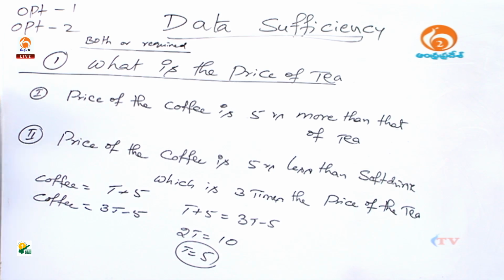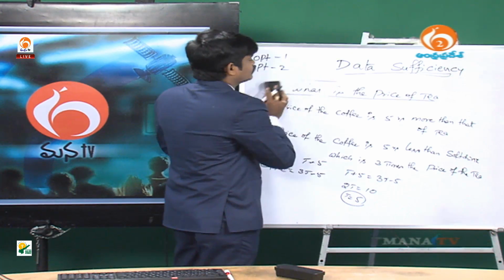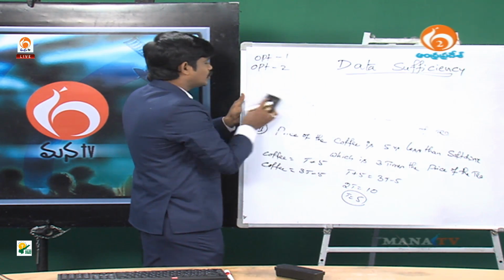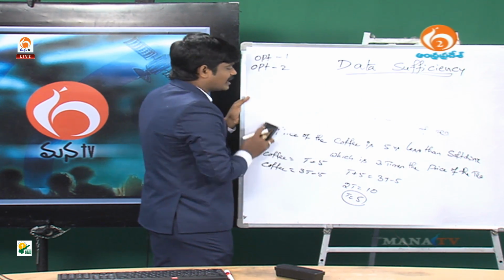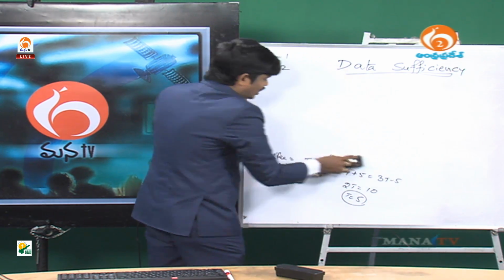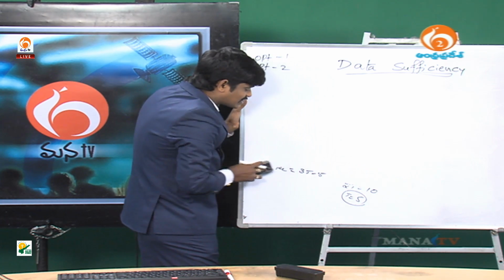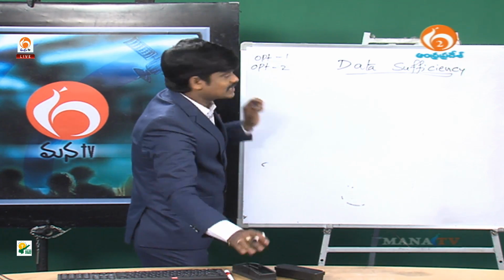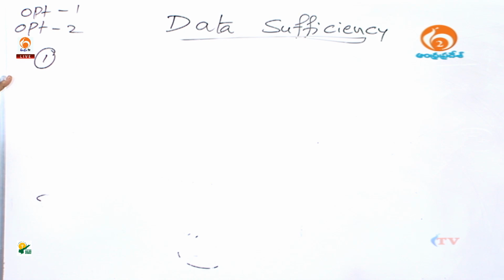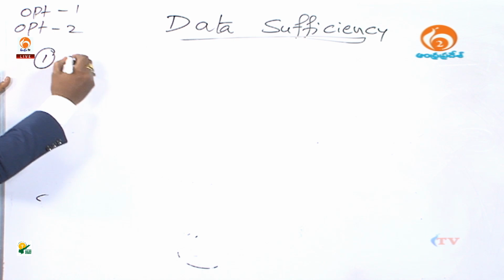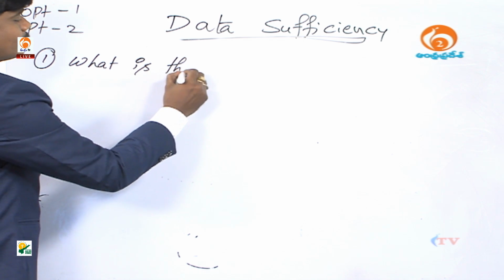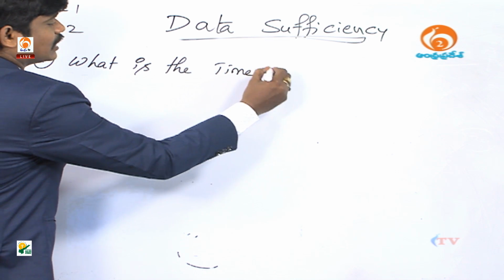Another example: what is the time now? Please don't bring in real life here, because if someone asks what is the time now, it may be 9:40 or 9:50. In these examples you give the answer using the given conclusions, not your real watch or clock. What is the time now?